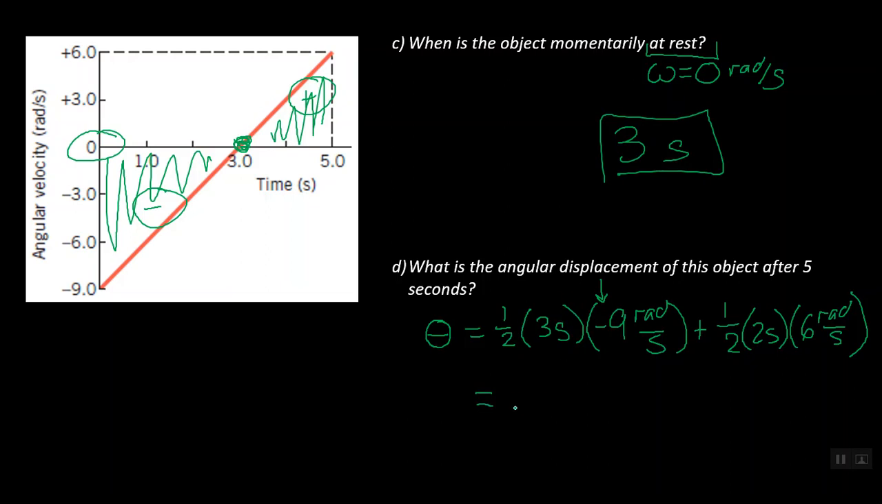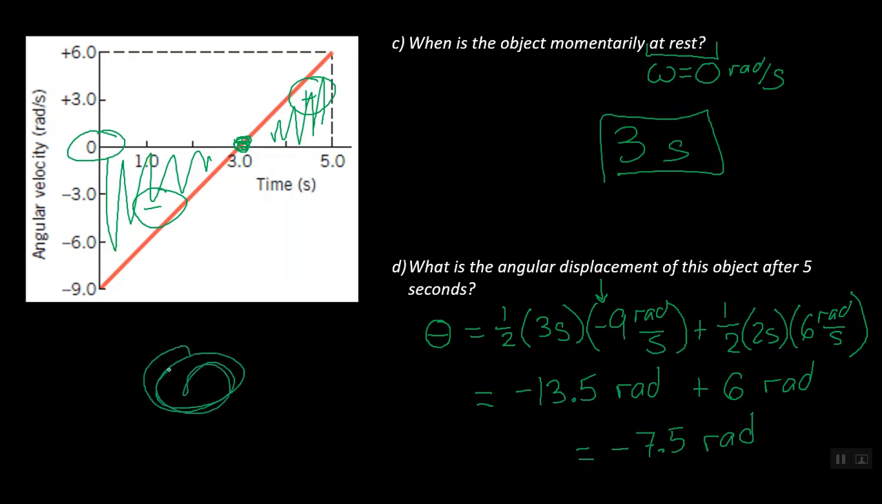So this first displacement is going to be -13.5 radians overall, and then the final displacement on this other triangle is going to be +6 radians. So -13.5 plus +6 is going to give us -7.5 radians. So this object is going to end up having rotated 7.5 radians in the clockwise direction overall. It's going to spin backwards, and then it's going to spin forwards, and it's going to end up 7.5 radians in the clockwise direction away from where it started.